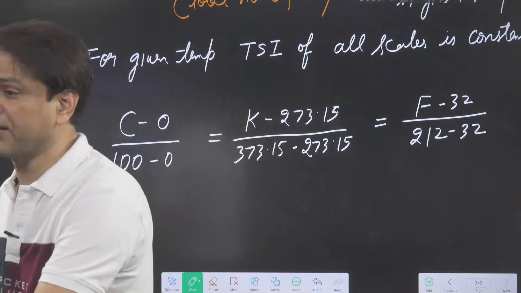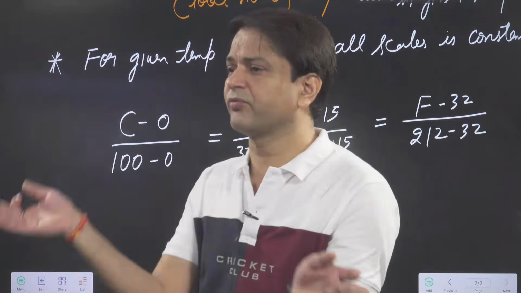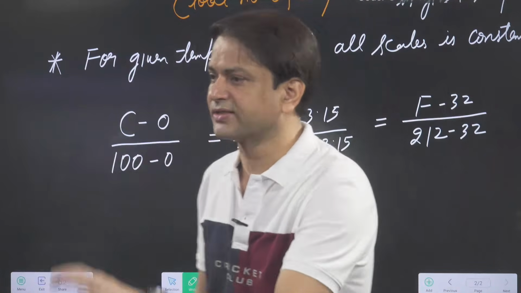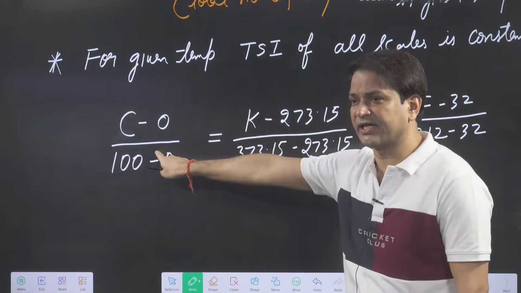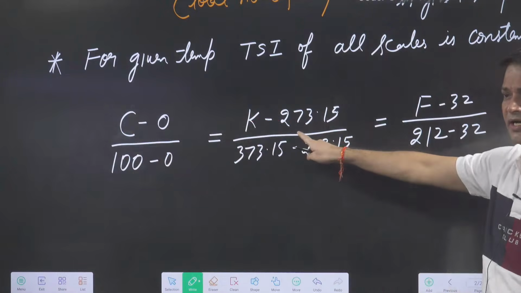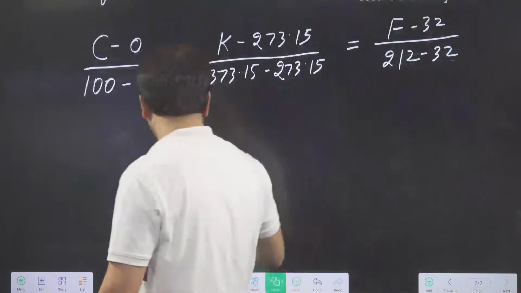Same temperature they are measuring, but the readings will be different. How can I get the relation between them? By equating their TSI. So for the given temperature, the Celsius scale TSI, Kelvin scale TSI, and Fahrenheit scale TSI. Okay, so further we can solve.